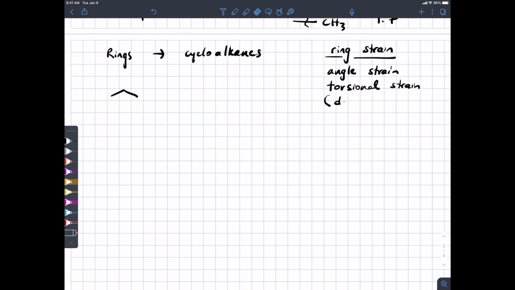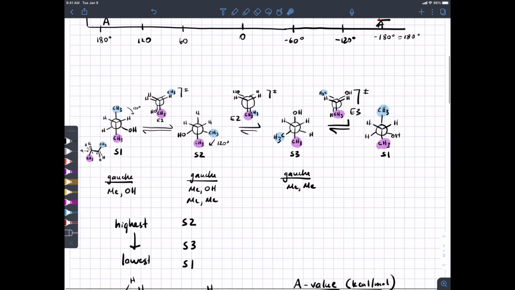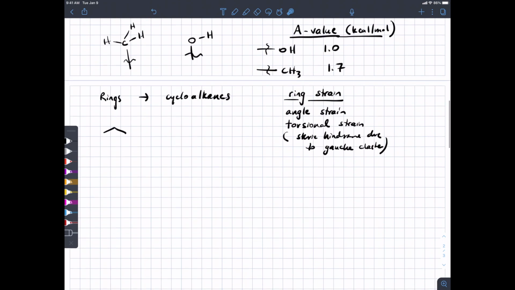This is steric hindrance due to gauche clashes, like what we dealt with up here. The fact that this conformation S2 is higher in energy than S3, your text will call that torsional strain. I call it steric hindrance.